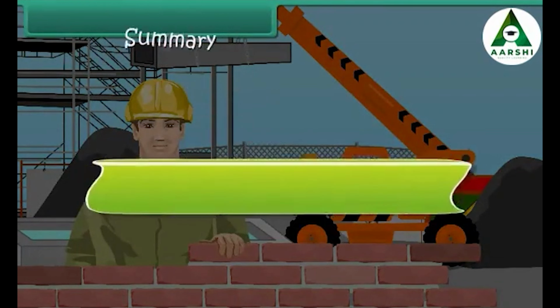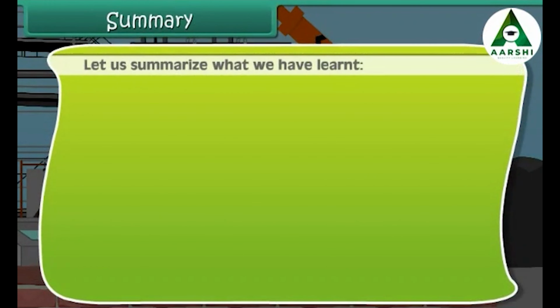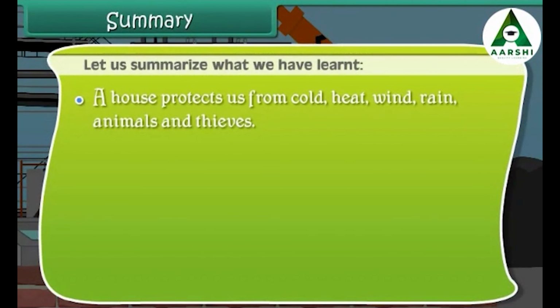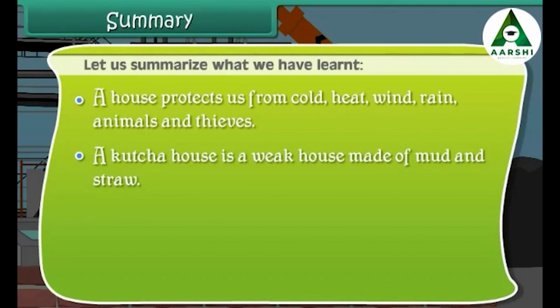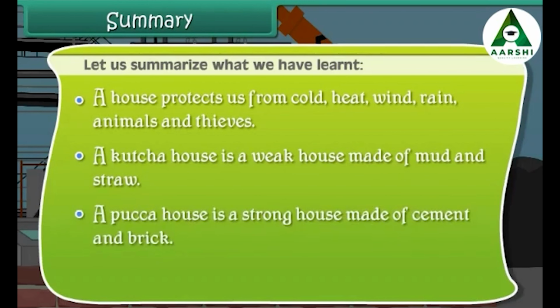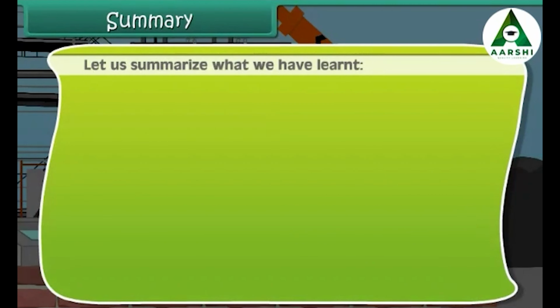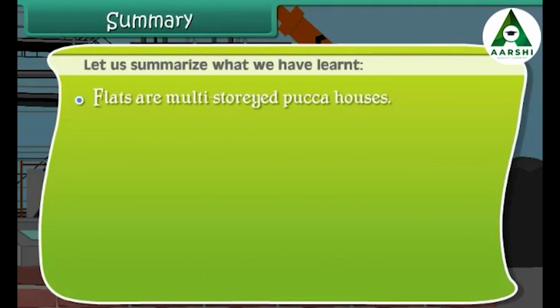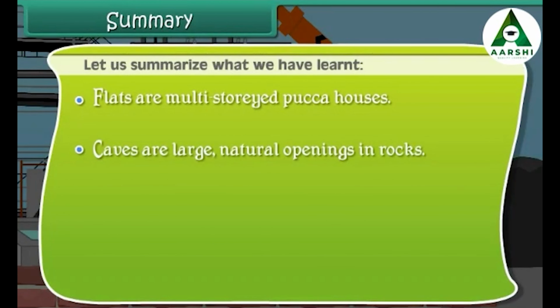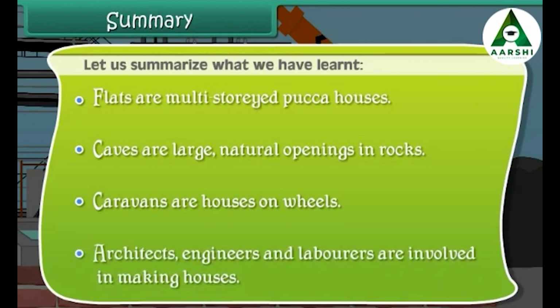Summary. Let us summarize what we have learnt. A house protects us from cold, heat, wind, rain, animals, and thieves. A kacha house is a weak house made of mud and straw. A pakka house is a strong house made of cement and brick. Bungalows are single-storied pakka houses. Flats are multi-storied pakka houses. Caves are large natural openings in rocks. Caravans are houses on wheels. Architects, engineers, and laborers are involved in making houses.